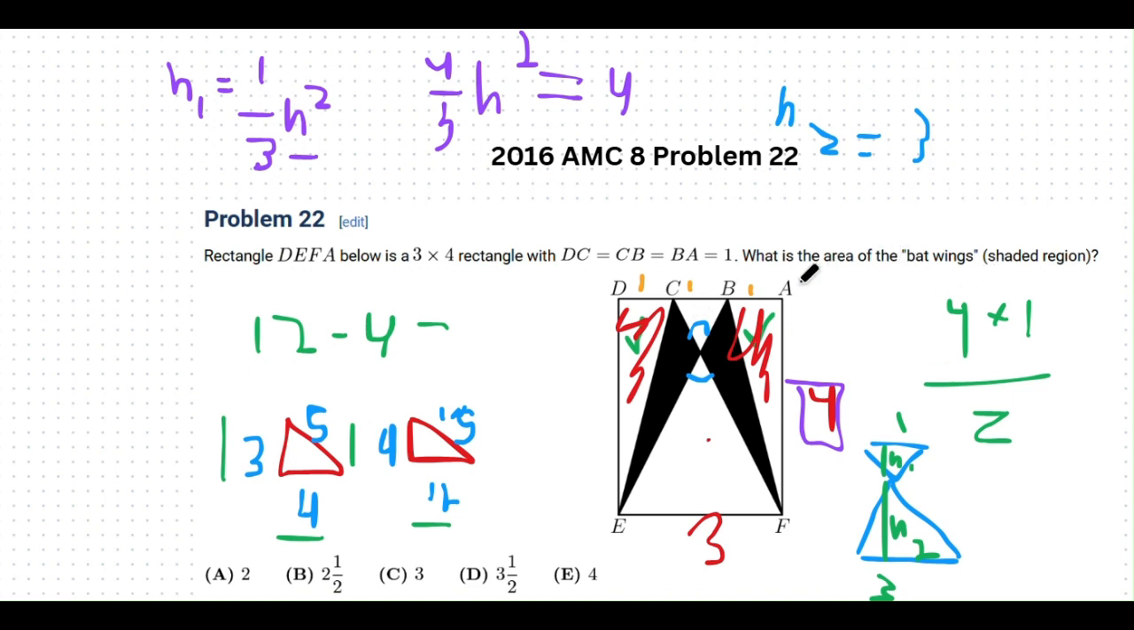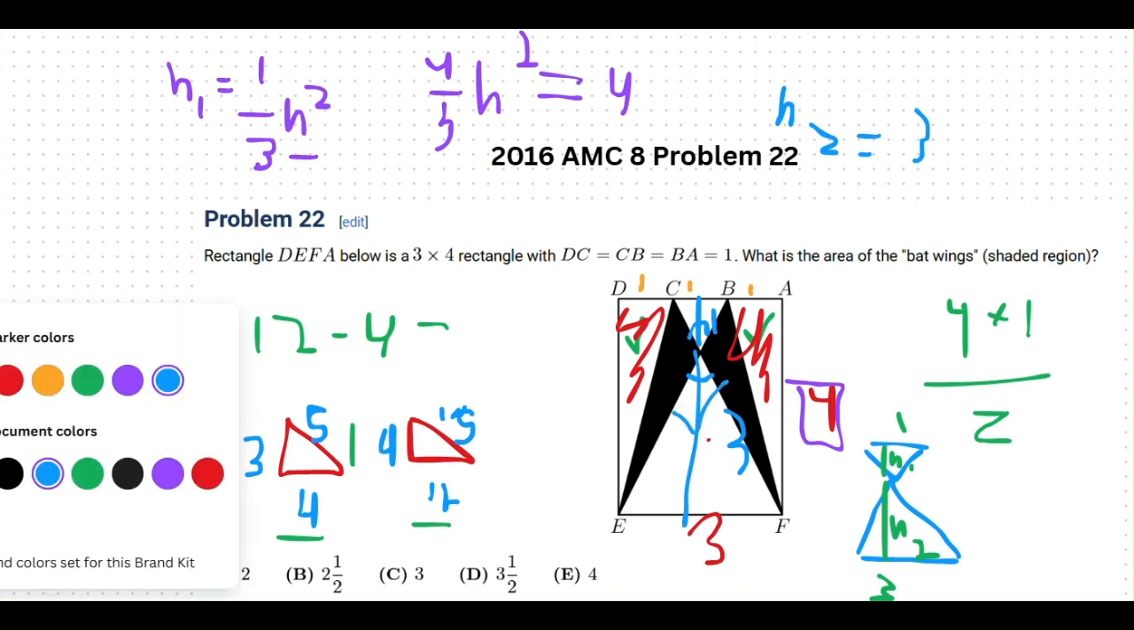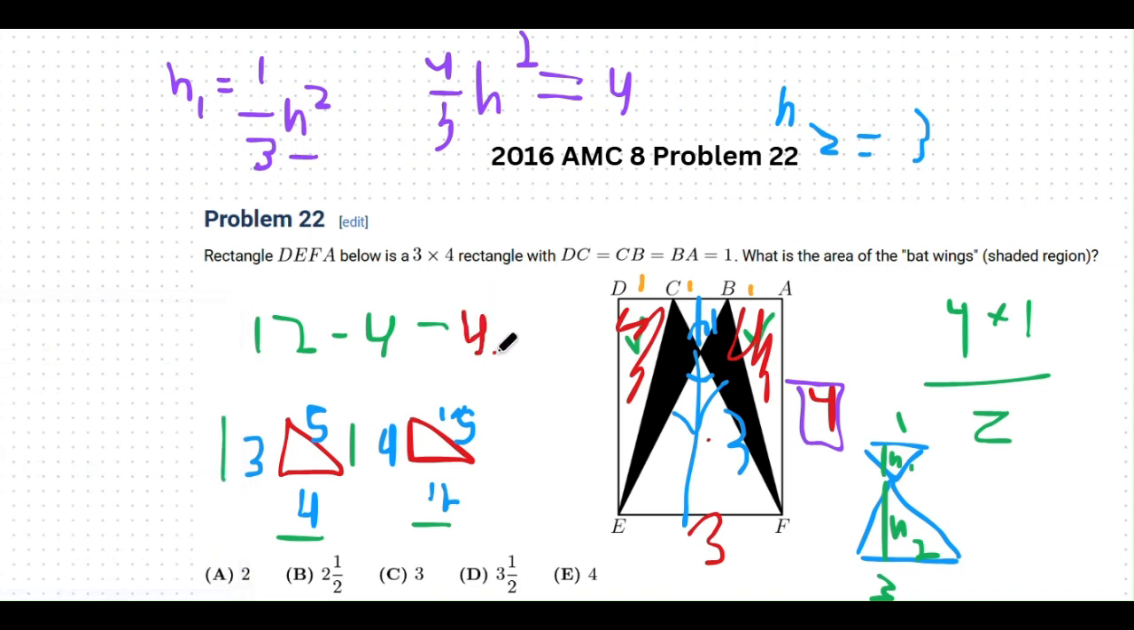So now, simple geometry again. This is 1. This value is 3. So the area of this triangle is 3 times 3 over 2, or 4.5. Now the area of this is 1 times 1 over 2, which yields 0.5. Once we solve all of this, we get 3 left over for the bat wings. That shows that our answer is C.